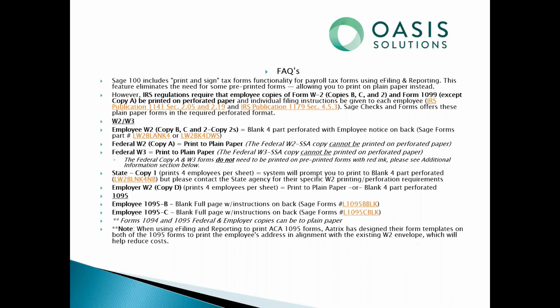Sometimes I hear that Sage might be cheaper on their forms than maybe Office Depot or someone like that, but it's certainly up to you where you want to purchase those forms. As long as they're the blank perforated 4-up, then you're certainly able to get those wherever you choose.